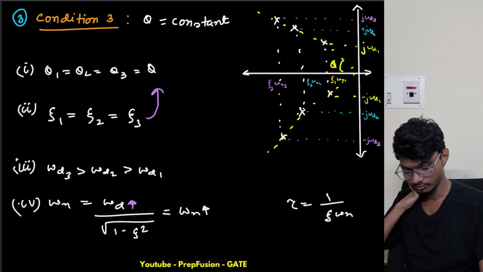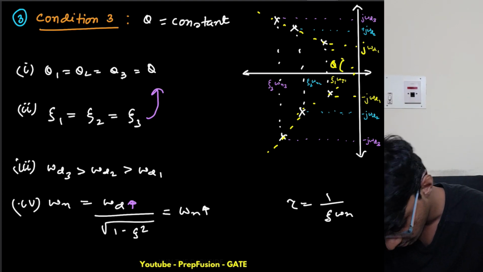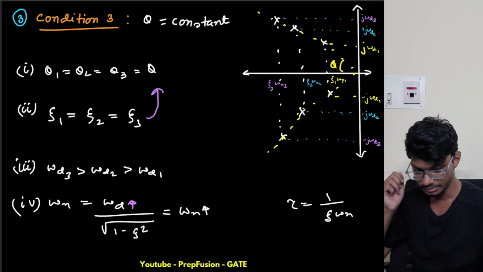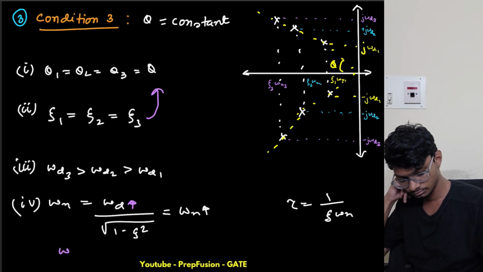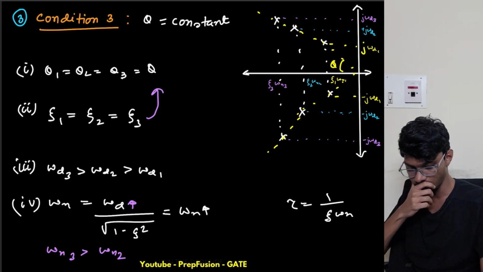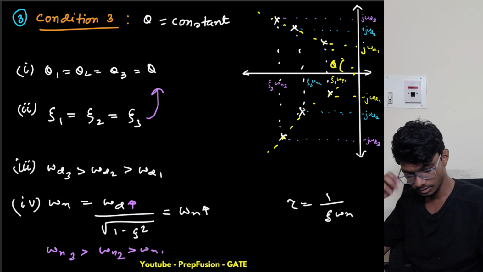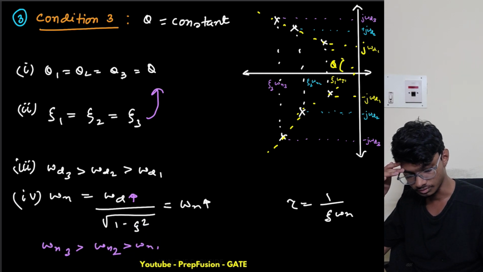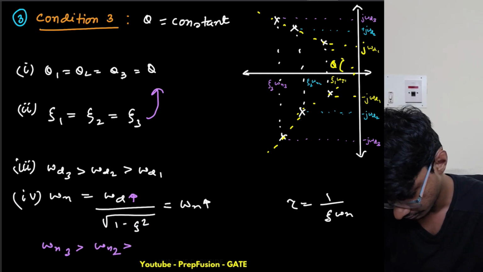So what will be the variation of omega n? I need to put this, delete this over here. So my omega n3 is greater than omega n2, which is greater than omega n1. Okay, so these are like this one only.